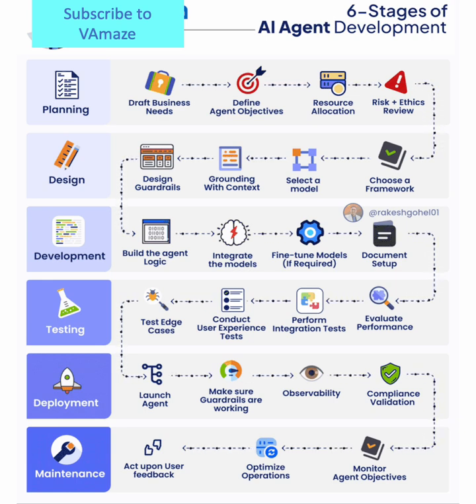Stage 5, deployment. Launch with confidence. Deployment marks the transition from development to production, requiring careful orchestration of technical and operational elements. Launch agent. Releasing your AI agent into the production environment requires careful planning and execution. This involves configuring production infrastructure, setting up data pipelines, and ensuring all integrations work correctly in the live environment.